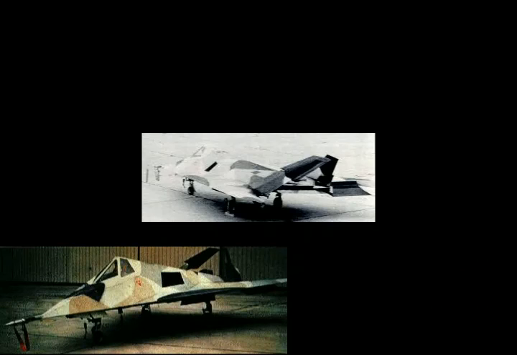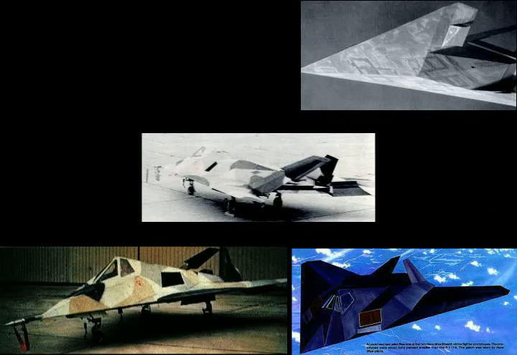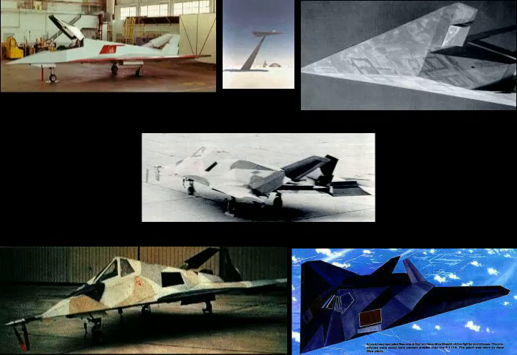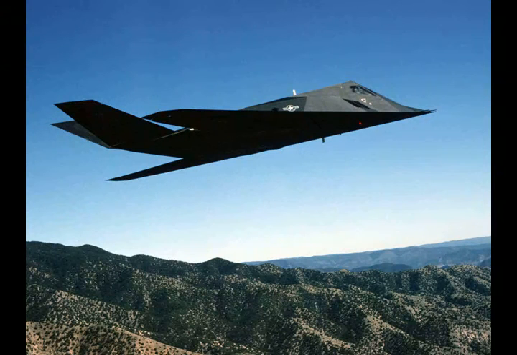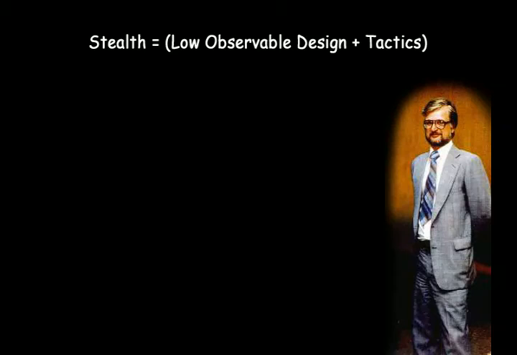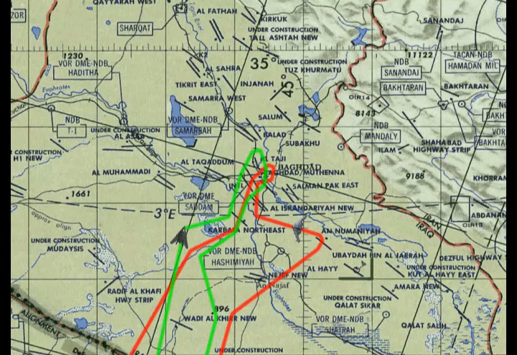To defeat radar-based defenses, aerospace designers experimented with a variety of low-observable aircraft designs, such as the Have-Blue prototype and the F-117 stealth fighter. Dr. John Cashin of B-2 stealth bomber fame captured the essence of stealth in his formulation. Stealth equals low observable design plus tactics. The tactics are detailed route plans that maximize the LO nature of the aircraft.